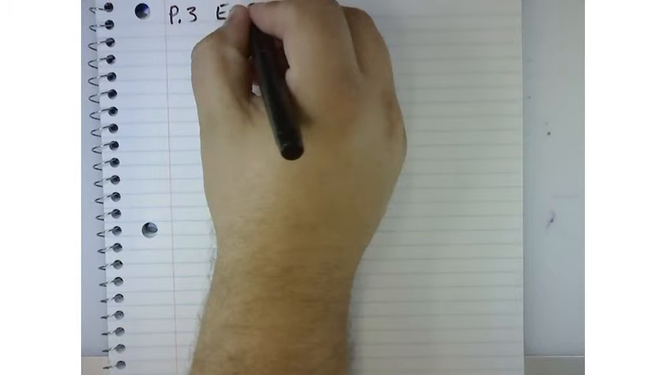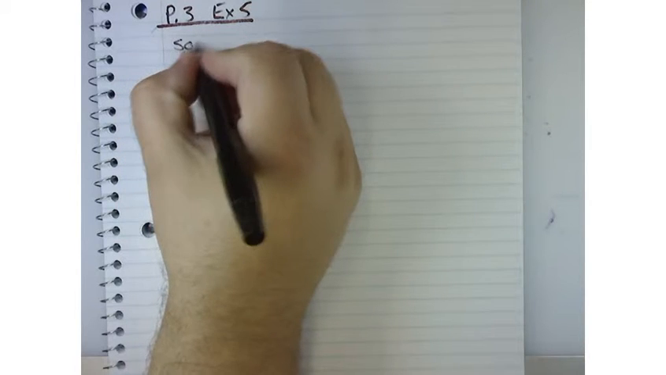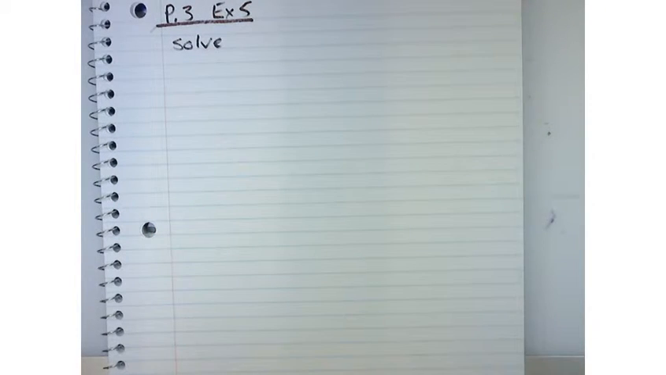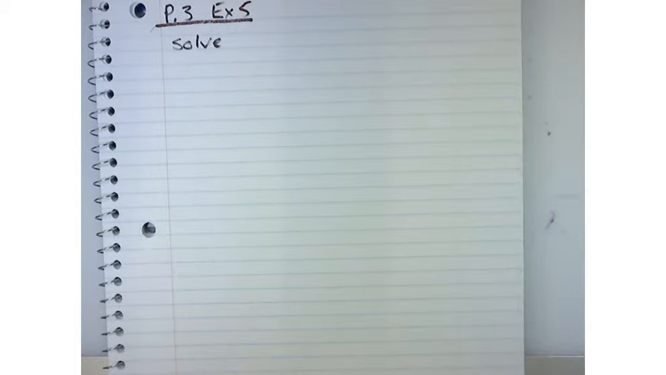This is P.3, example number 5. So for example number 5, it says solve this inequality. And it gives us an inequality to solve, which is, I'm going to switch my marker because that one is not cooperating. Let's do this one.